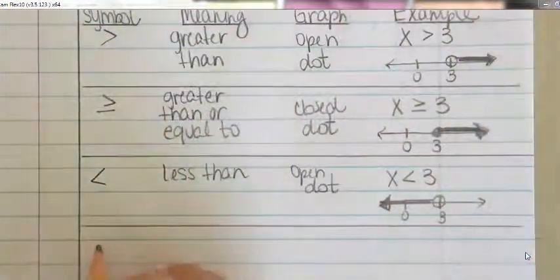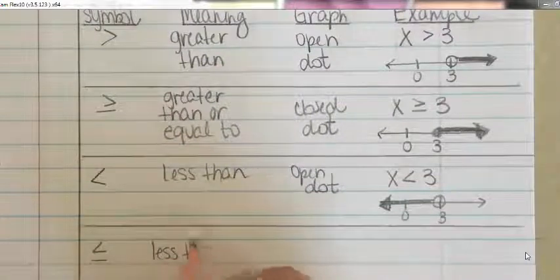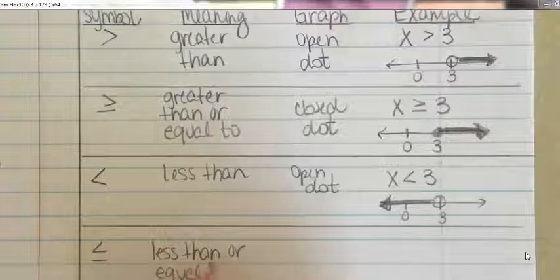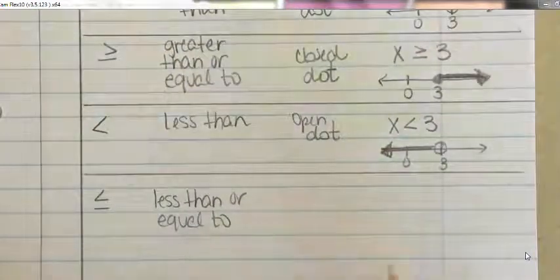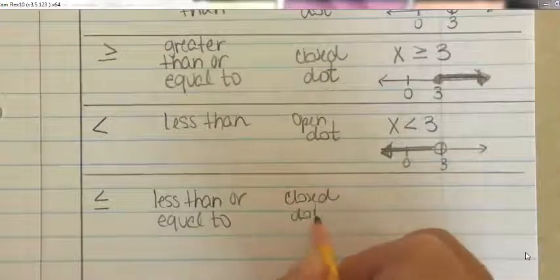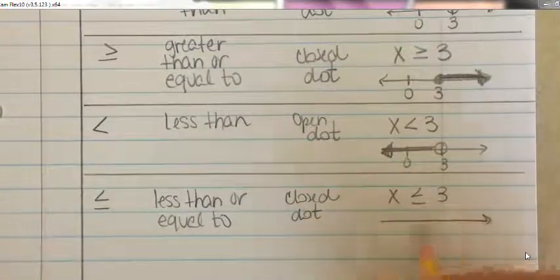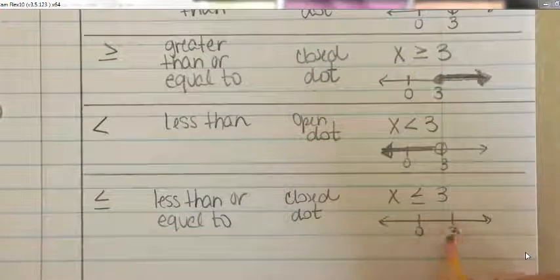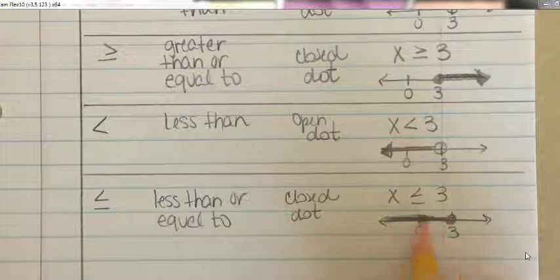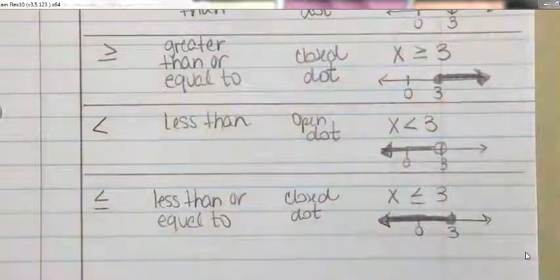And then the last one there is less than or equal to. This one's going to be a closed dot. And so if we had x less than or equal to 3, close up that circle and shade all values that are less than or equal to 3. Okay, pretty nice review there.